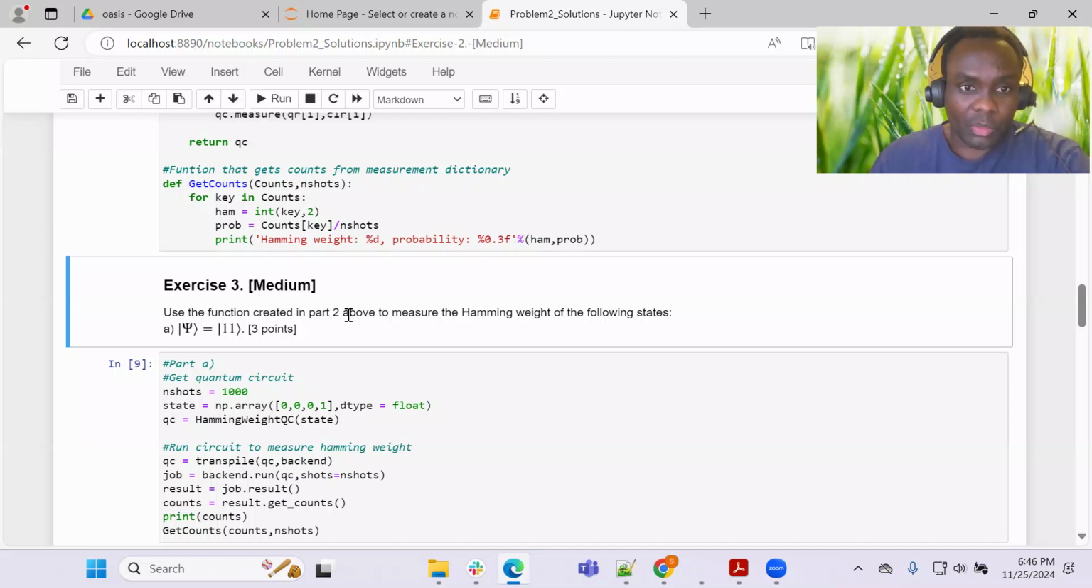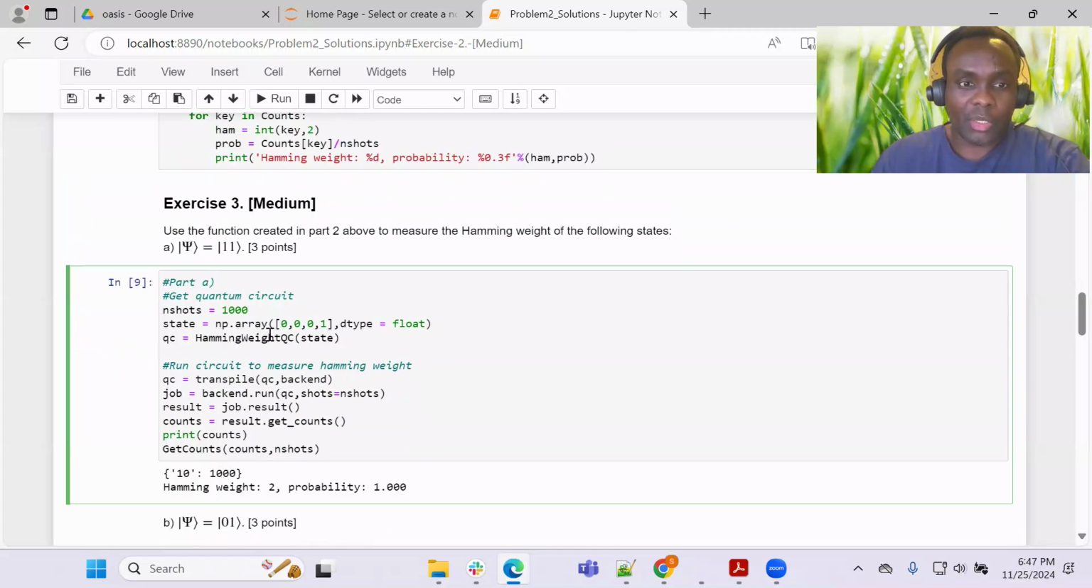Now, moving on to number 3. The difficulty level here is also medium. This has several parts. Use the function created in part 2 above. Measure the Hamming weight of the following states. In part A, the state is a 2-qubit state, as you can see, with a Hamming weight 2. This is worth 3 points.